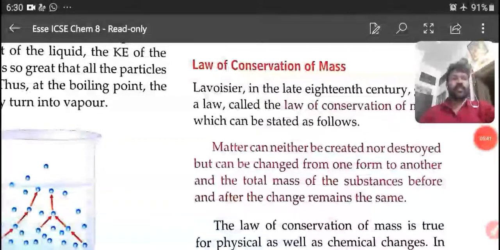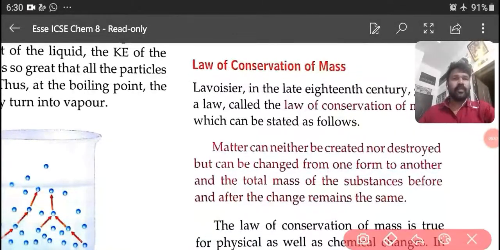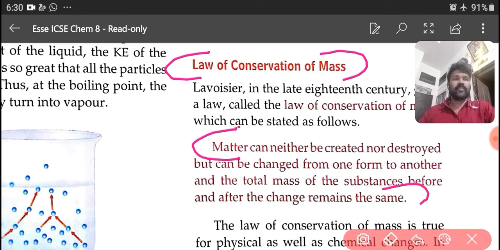Please underline law of conservation of mass and mark the next line, mark from here to here. Matter can neither be created nor destroyed, but can be changed from one form to another, and the total mass of the substance before and after the change remains the same.